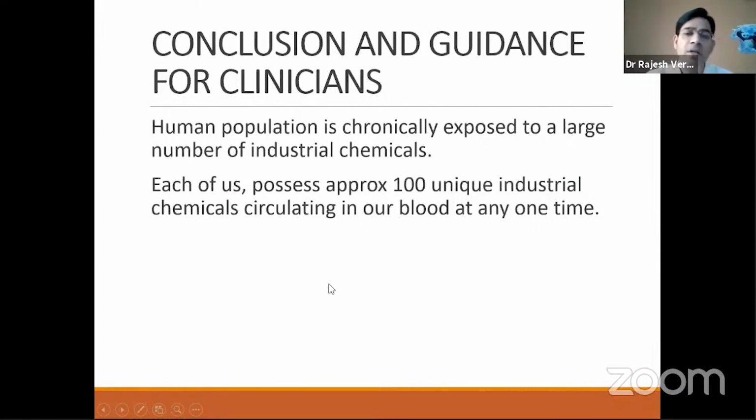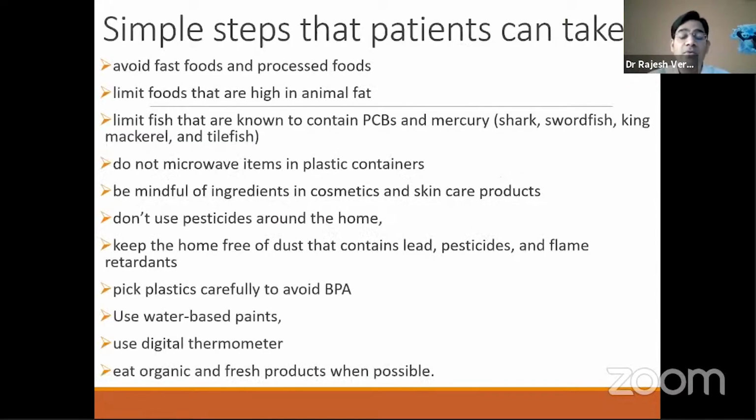Now, the next two slides: conclusion and guidance for clinicians. We say that the human population is chronically exposed to a large number of industrial chemicals, and each of us possesses approximately 100 unique EDCs circulating in our body at any point of time. So what a clinician should know and what a patient should be advised.